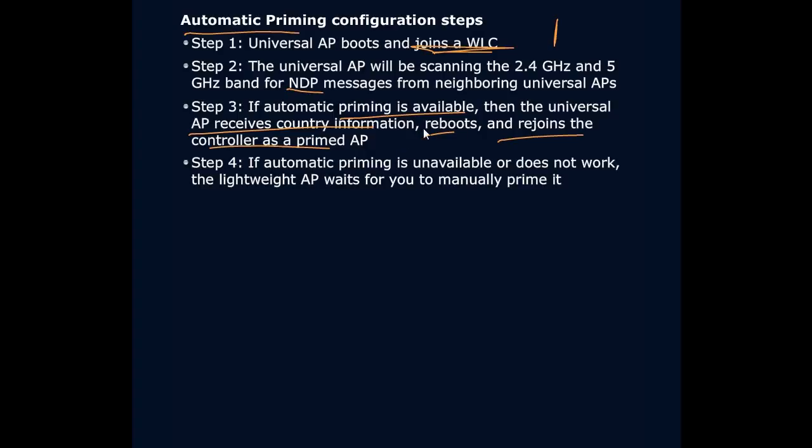I've had success by rebooting APs that aren't automatically priming. So I reboot the AP. Something about rejoining the wireless LAN controller often sets off that NDP message that allows me to share the region. If automatic priming is unavailable or does not work, like I said, you have to manually prime it.